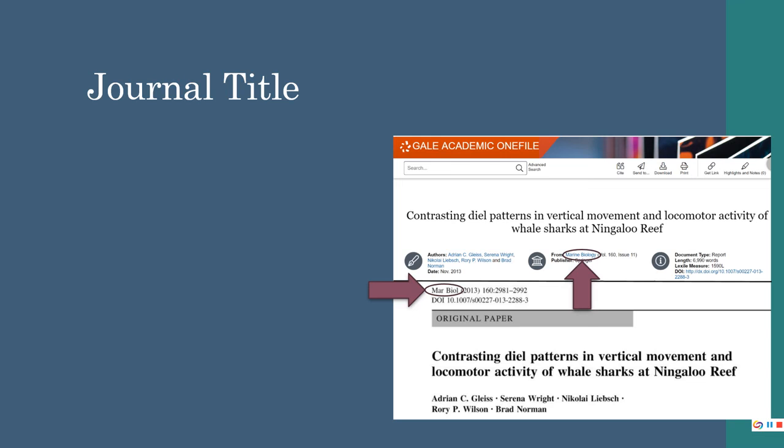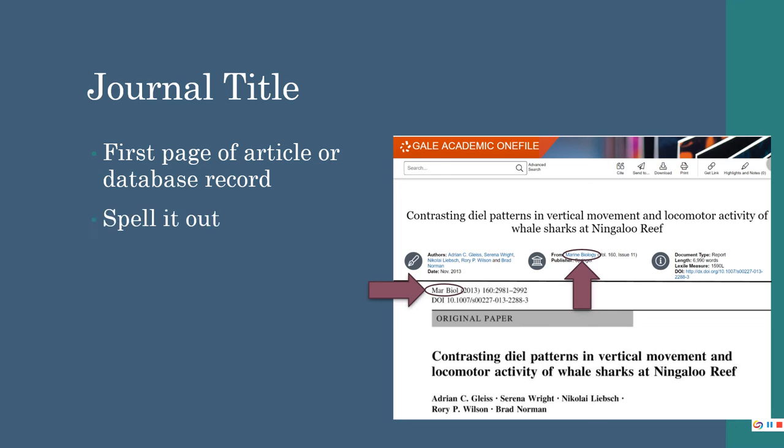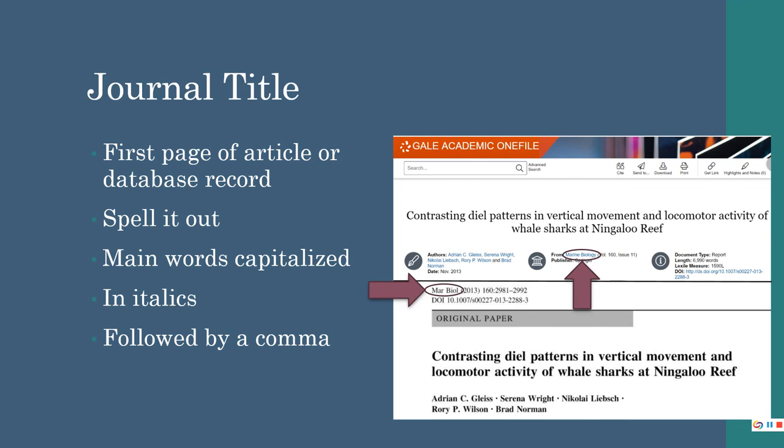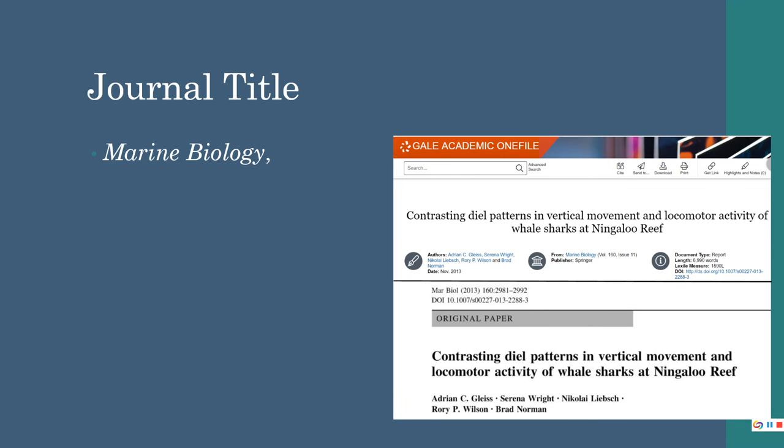The next piece of information that we will need is the title of the journal. It is located on the first page of the article or in the database record. Sometimes it is abbreviated in the article, making it necessary to check the database record for the full title, as the title is always spelled out in its entirety in the citation. All of the main words of the title are capitalized, and it is written in italics. The journal title is followed by a comma. For our example, the journal title is written as Marine Biology in italics, comma.